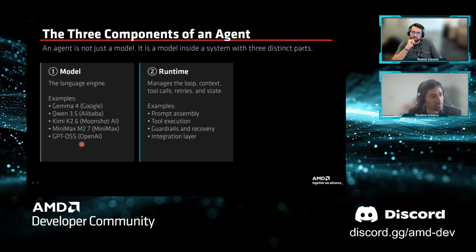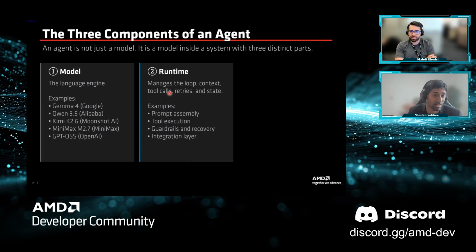And then the second component of an agent is the runtime. The runtime is really important. It is essentially this plumbing that keeps everything running. It can manage the agent loops, the context, understanding what you just asked, and also executing tools. These are the very important parts which will build on the third component of an agent, so the tool calling, and also dealing with failures and so on.